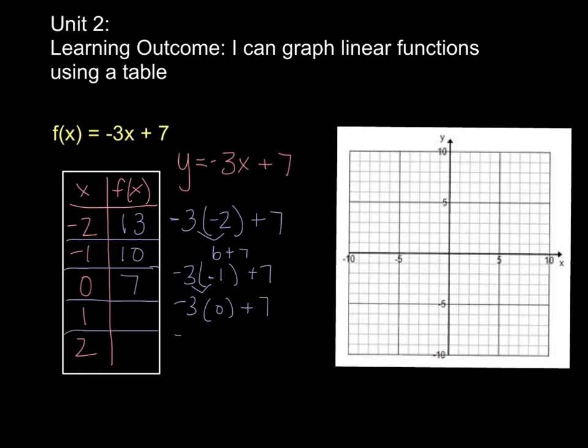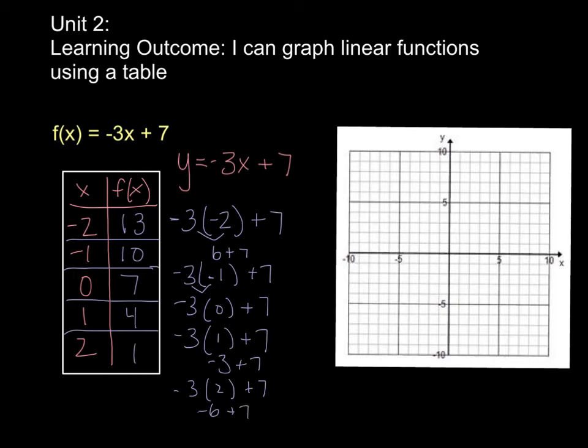When x is 1, we've got negative 3 times 1 plus 7. Okay, well that's negative 3 plus 7, that's 4. I'm starting to see a pattern, though it still helps to plug this in just in case some of the numbers on the table are different. So negative 3 times 2 plus 7, that's negative 6 plus 7, that's 1.